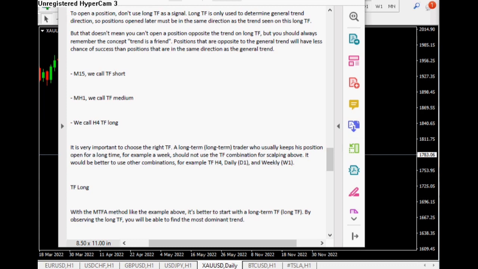But that doesn't mean you can open a position opposite the trend on long TF, but you should always remember the concept trend is a friend. Positions that are opposite to the general trend will have less chance of success than positions that are in the same direction as the general trend.